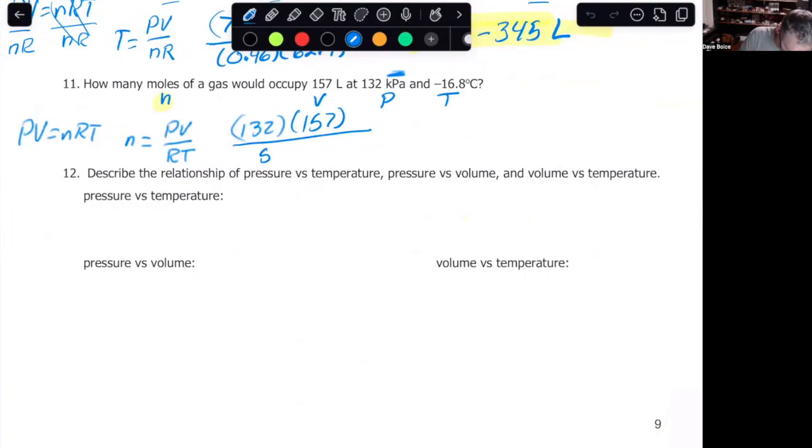So 8.31. And then finally, my temperature is at negative 16.8 degrees Celsius. And this is the whole reason we do Kelvin: we don't want negative numbers. That's pretty much why it's there. So 273 plus negative 16.8 is 256.2 Kelvin. Throw all that into the calculator, and you are going to end up with a final answer somewhere in between 9 to 10 moles.